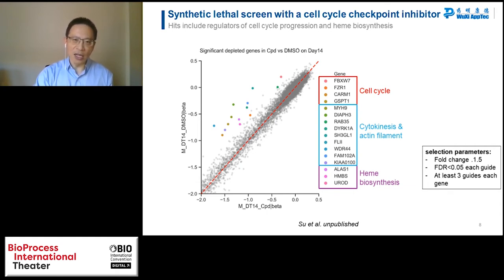Amazingly, almost all of these encode regulators of the cell cycle, particularly those regulating cytokinesis and actin filament regulation. We were also surprised to identify 3 out of 6 enzymes regulating heme biosynthesis, suggesting a heme-regulated pathway in regulating the drug sensitivity in this particular screening.